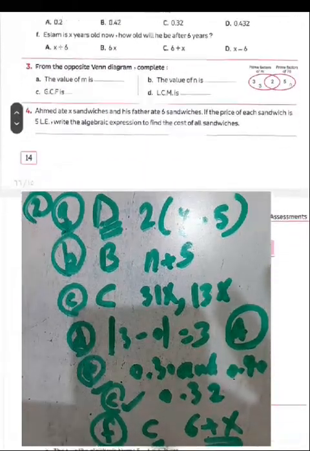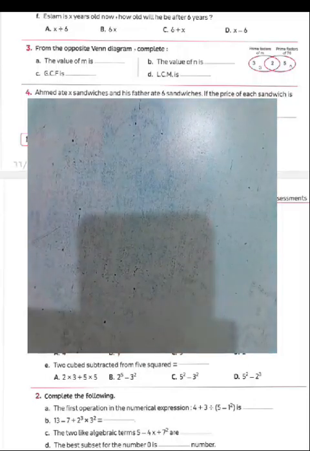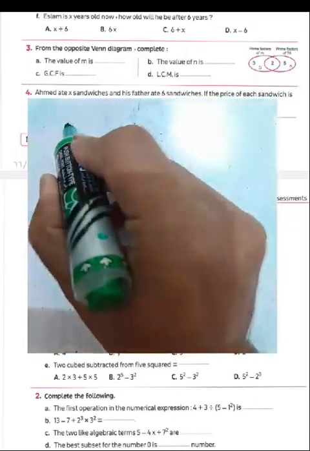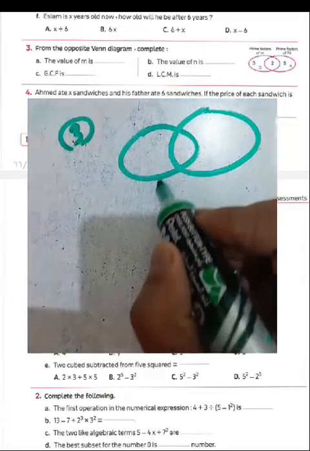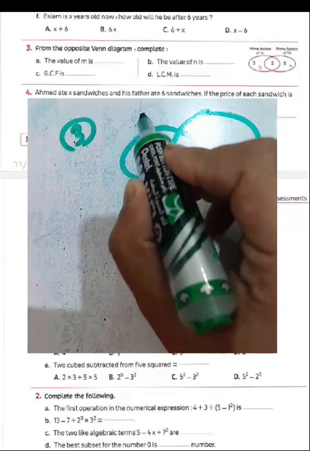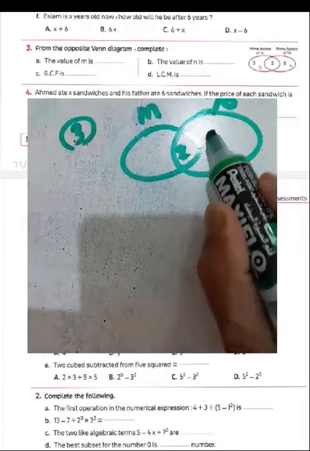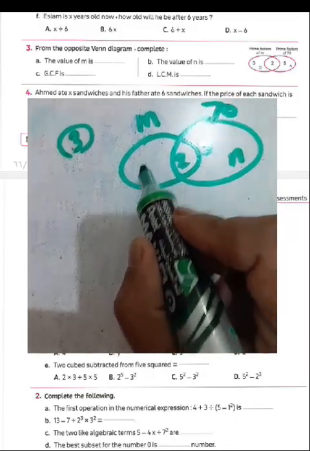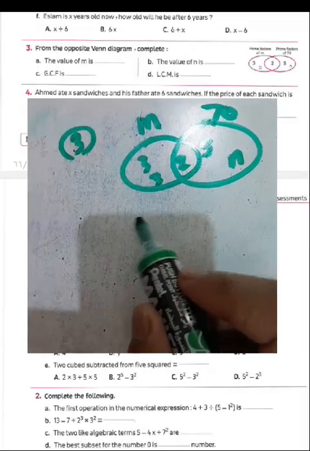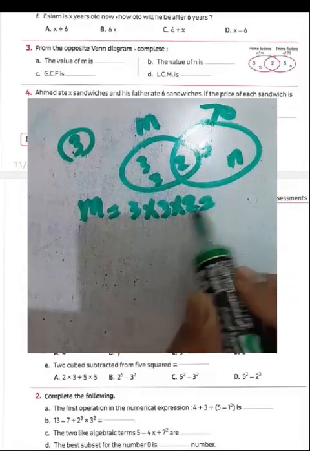Question number 3. From the opposite Venn diagram, complete the value of m and the value of n. We can find the value of m by multiplying 3 by 3 by 2. 3 times 3 equals 9, 9 times 2 equal 18. Then the value of the unknown variable m here will be 3 times 2. And the second number, 3 times 3 times 2 equal 18.